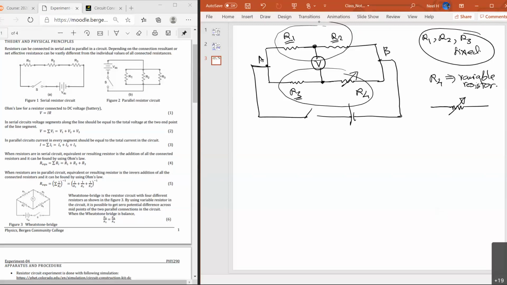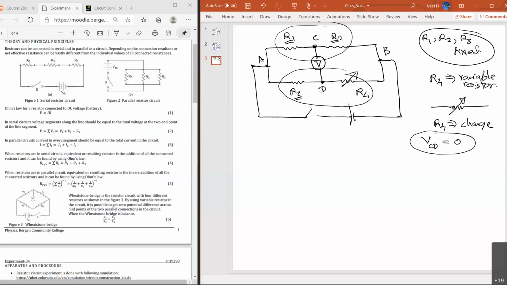So that's the plan. So we have to change R4 until the voltage across these 2 points, let's say C and D, until voltage between C and D becomes 0. When that voltage becomes 0, that point is called the balance point. So we call that, we balance the Wheatstone bridge. Balancing means if you have this voltage as zero, there's no current passing through this line C to D.